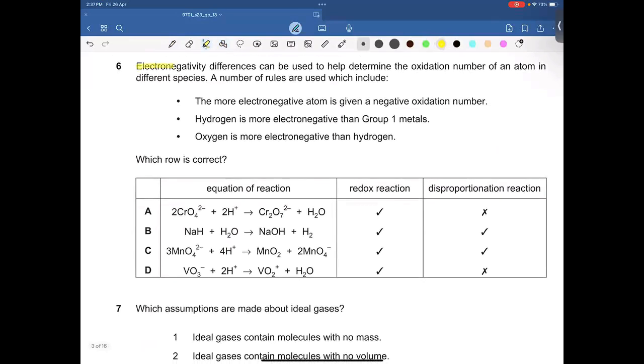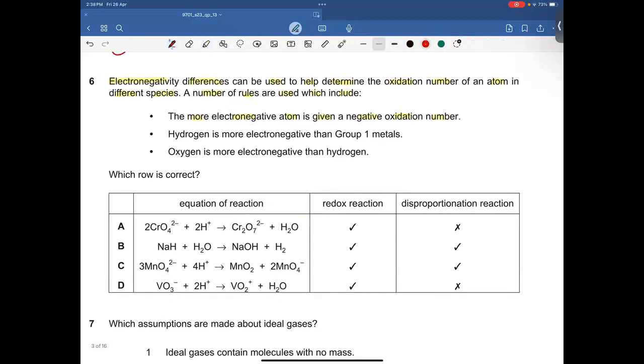All right. Electronegativity differences can be used to help determine the oxidation number of an atom in different species. A number of rules are used, which includes: the more electronegative element is given a negative oxidation number. That's exactly what we have discussed in the class. I hope you remember we have discussed interhalogen molecules, right? When two different halogens combine together, then interhalogen molecules are formed. Let's suppose FCl. So if I need to find out the oxidation state of fluorine, by the way, it is more electronegative than chlorine, right? So let's suppose fluorine is X. Chlorine has a charge of -1 because it is found in group 17 of the periodic table. Since the molecule is neutral, has no charge, Y equals 0, right?